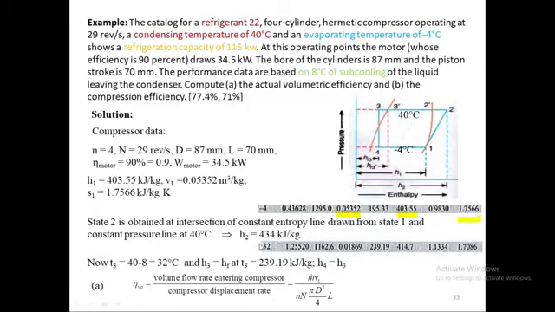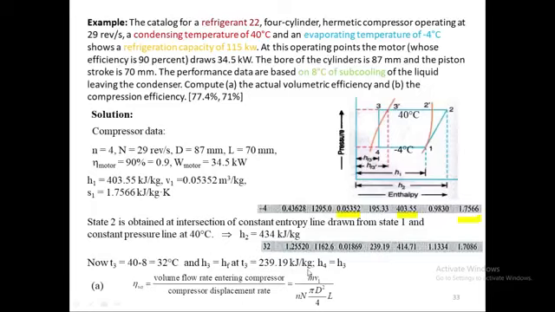So when we read it, state 2 is obtained at the intersection of the constant entropy line drawn from state 1 and the constant pressure line at 40 degrees centigrade. So this constant entropy line will start from point 1 and keep extending till it hits the 40 degree line, the condenser pressure line, the constant pressure line from the condenser. So there it will be the H2 amount. From there we will read it at the bottom here. That will give us H2 of 434.